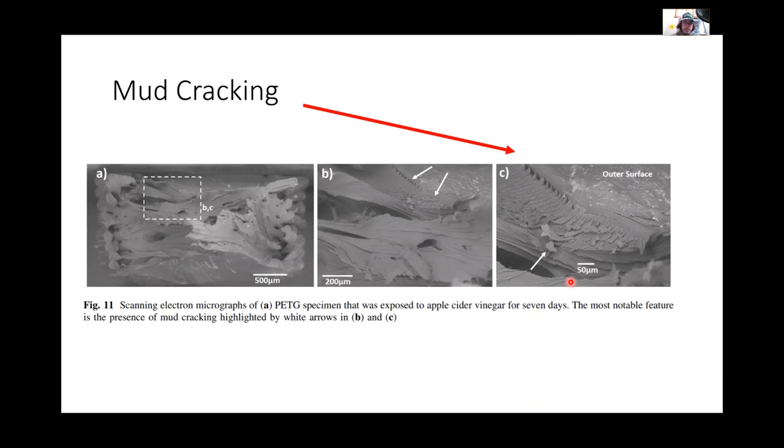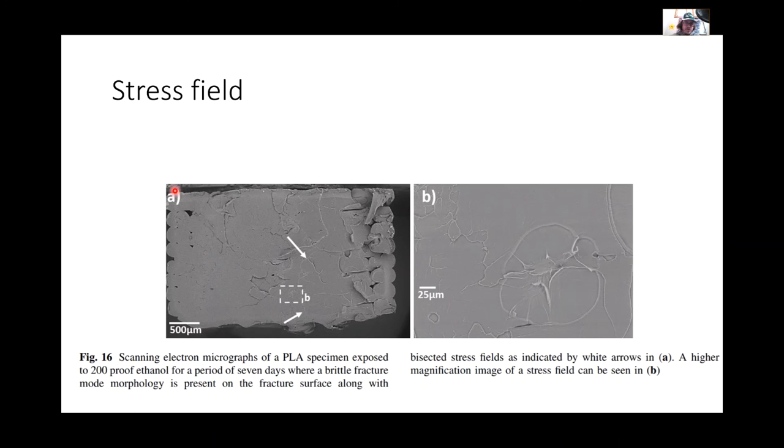Mud cracking is one that's really kind of cool. Mud cracking is actually caused by molecular damage. And one thing I'll point out, this is a PETG. So this one was PLA. So you notice that it's still pretty flat. There's not that much deformation due to the tensile test.